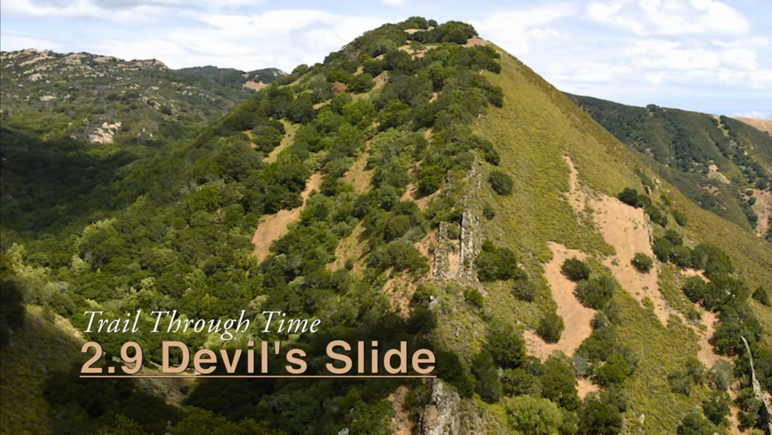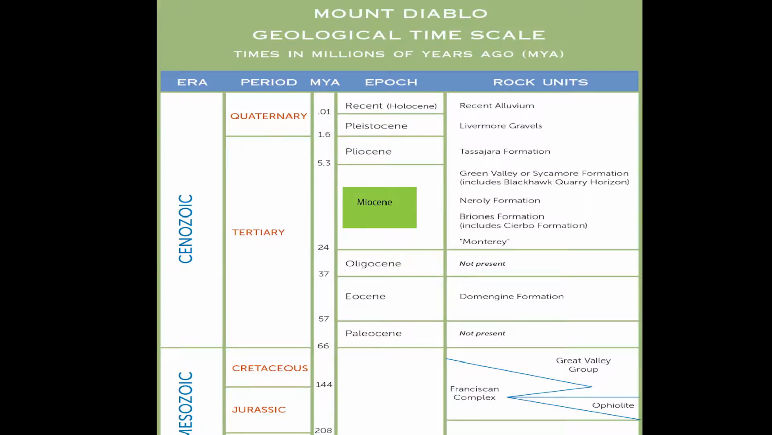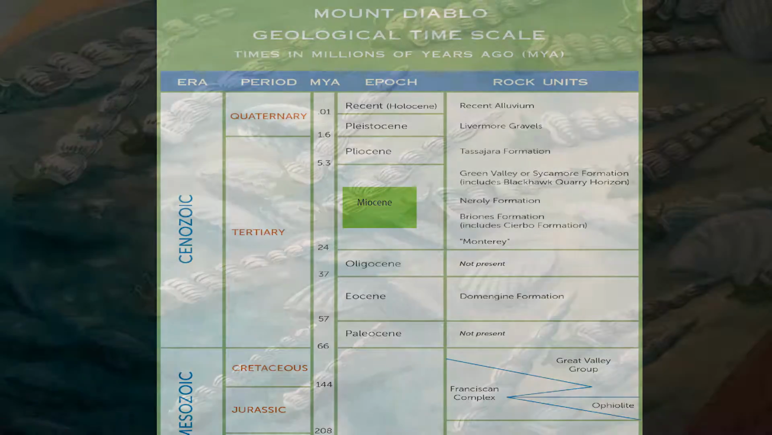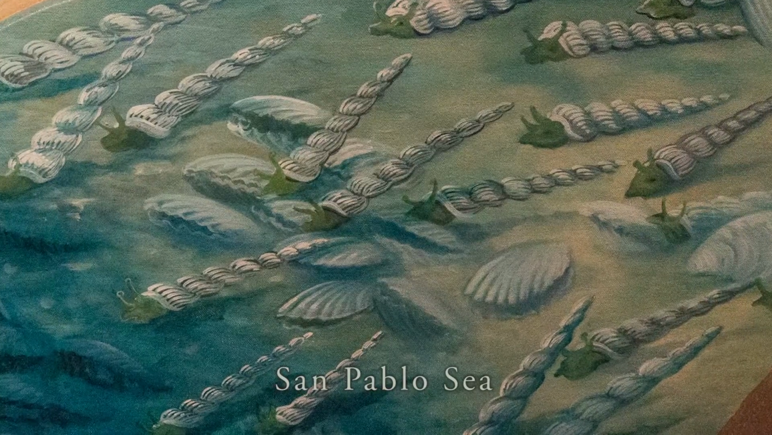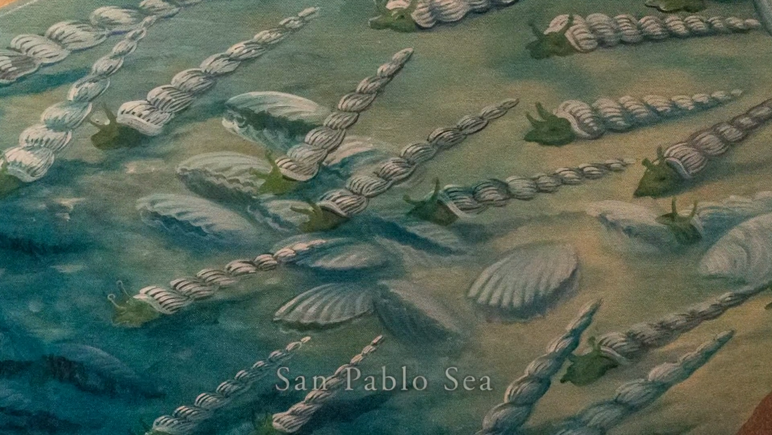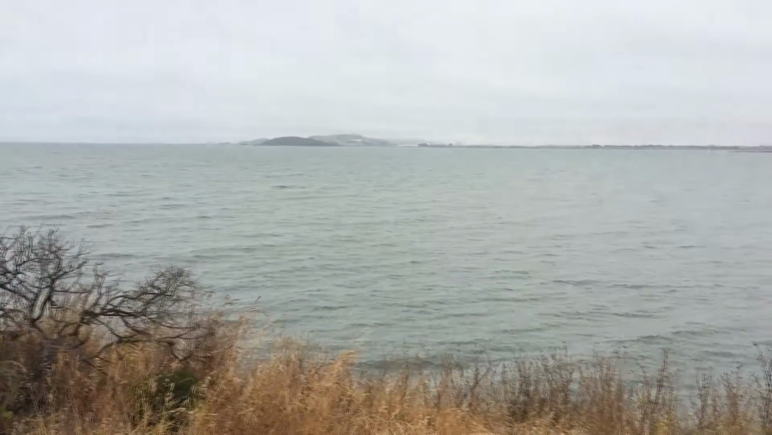As Ken said in the last segment, geologists really don't know why there's a 35 million year gap in the geologic record around Devil's Slide. But we do know as we get to the Miocene, this area was under a shallow inland sea, and geologists and paleontologists have given it a name. It's called the San Pablo Sea, or the San Pablo Embayment. It had a lot of similarities to San Francisco Bay.